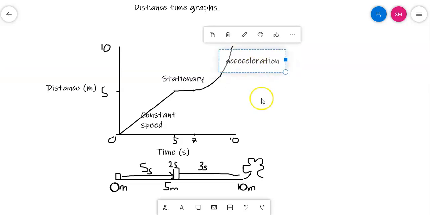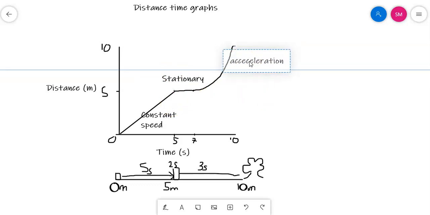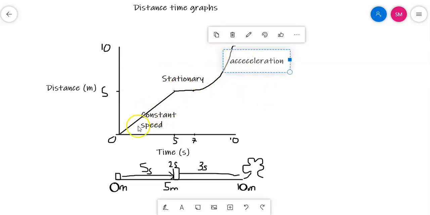Okay, so these are 3 bits of vocabulary that we need to know for this course. We've got constant speed if something is moving at the same speed, stationary if something is no longer moving, and then acceleration if the speed is increasing. You could see that the line in a graph could curve downwards, and that would be decelerating. If this gradually curved down to become stationary, that would be decelerating.